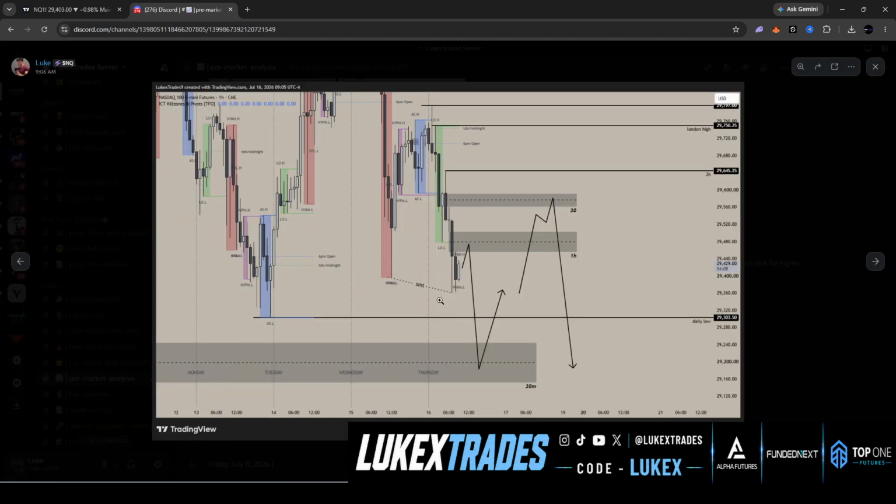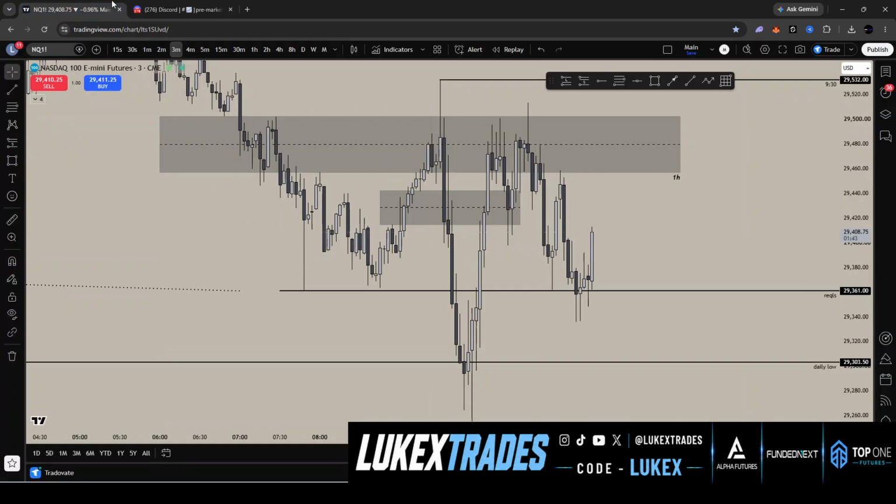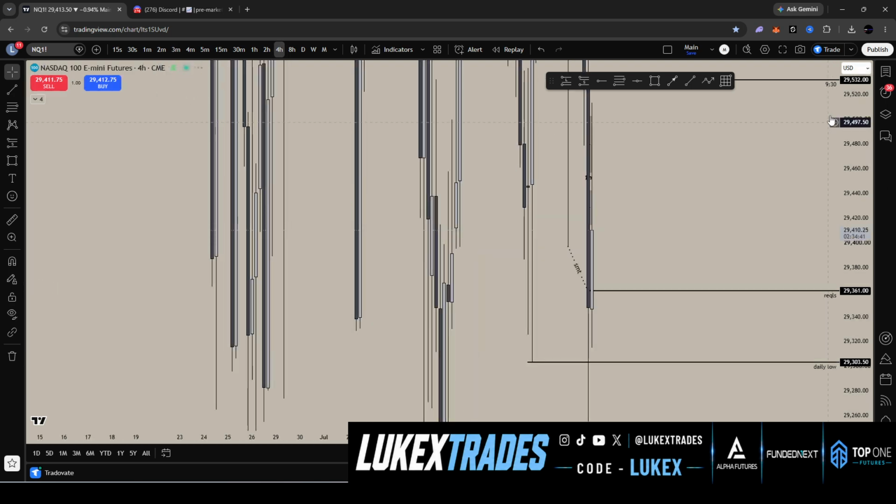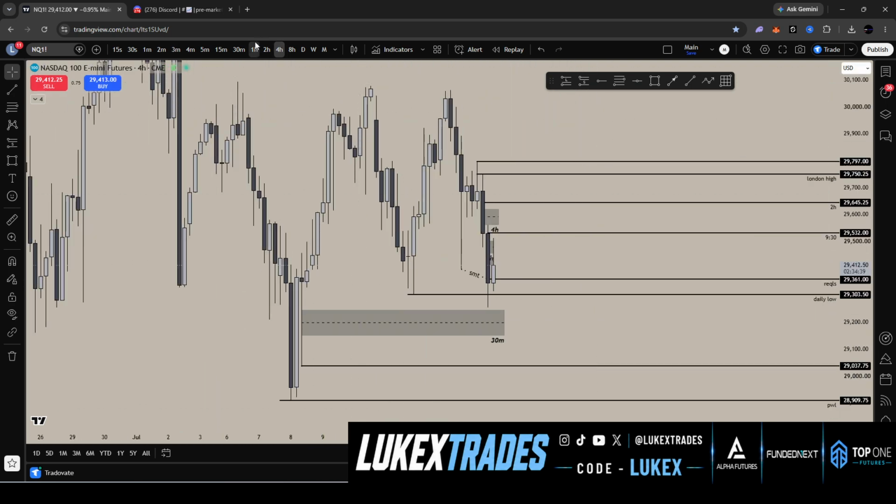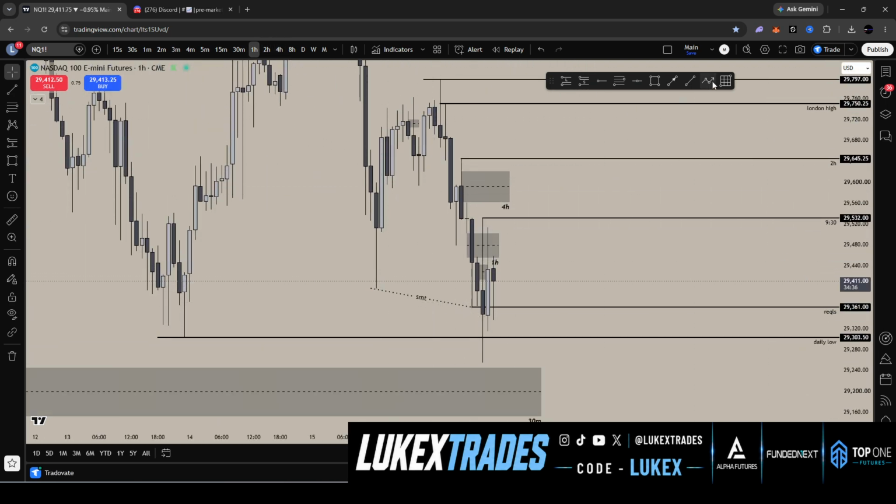Basically, we had an SMT at the lows, and if you guys know what SMTs do, they're gonna rebalance price and then potentially send price lower. On the higher time frame, the 4 hour is bearish and the 1 hour is bearish. So I'm looking at this bullish SMT just to rebalance price into some gaps in order for it to continue lower. That's all I was looking for.